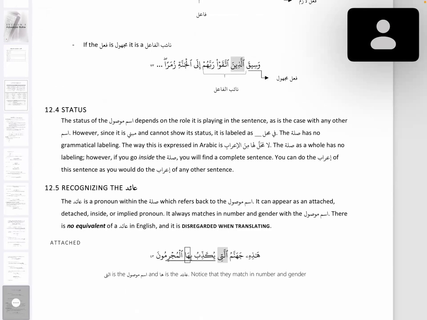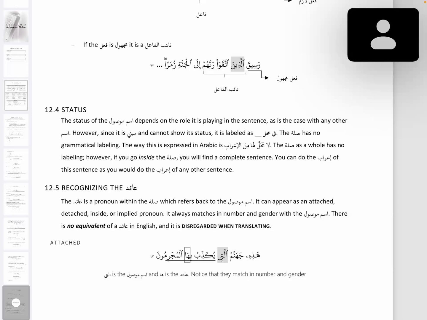Status of ism mawsool depends on the role it is playing in the sentence, as is the case with any other ism. However, since it is mabni, it cannot show its rafa, nasab or jar, so it is labeled as fi mahalli. The sila has no grammatical labeling. The way it is expressed in Arabic is la mahalla laha min al-i'rab. The sila as a whole has no labeling. However, if you go inside the sila, you will find a complete sentence. You can do the i'rab of this sentence as you would do the i'rab of any other sentence.